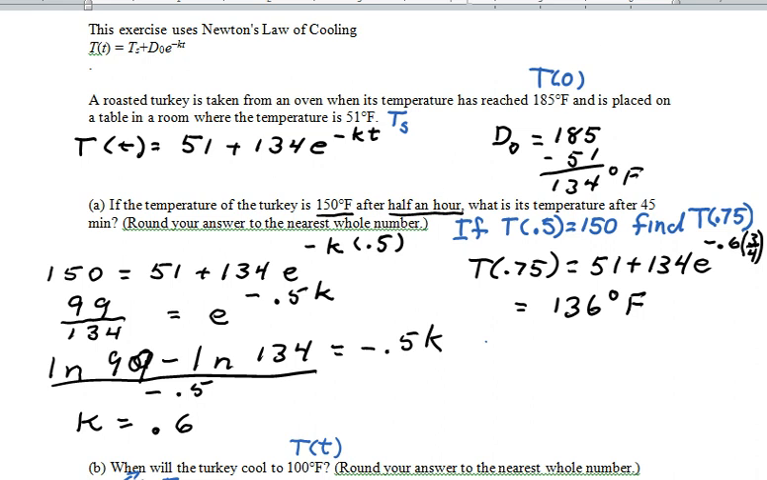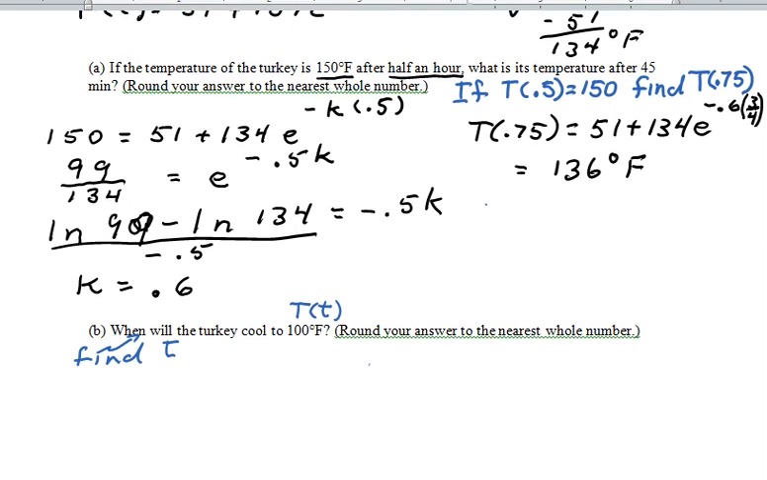Now, the last part of the problem asks us to find out when the turkey will cool to 100 degrees. So we would set up the equation 100 equals 51 plus 134 e to the minus 0.6t. I'll put the answer in the comments to this video. Try it yourself.